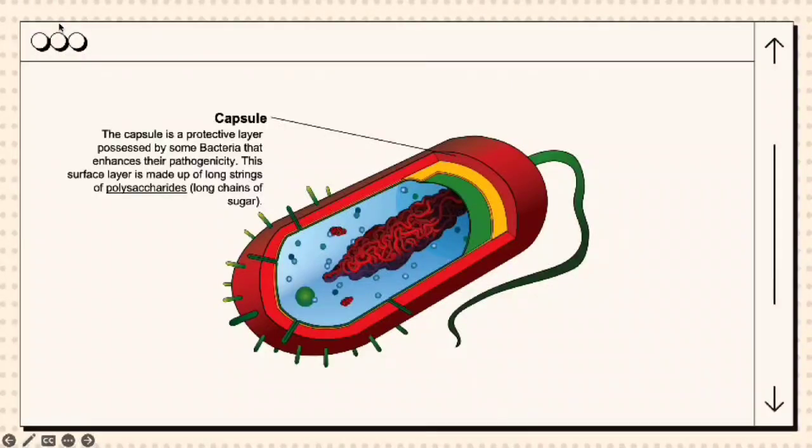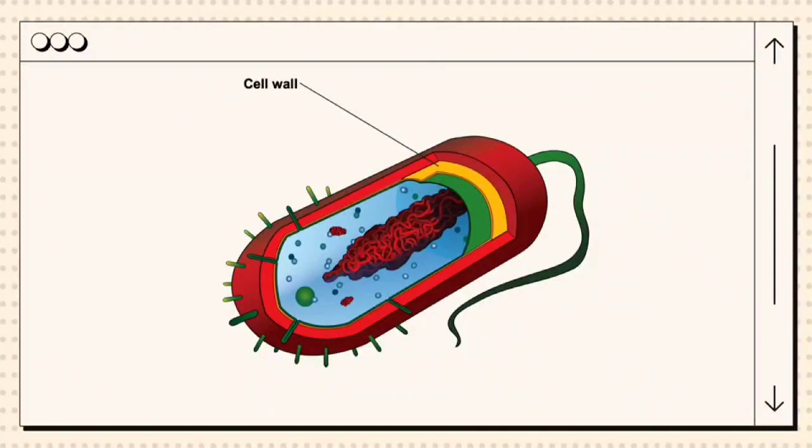Both help to protect the bacterium from drying out and may have other protective functions. For example, a capsule helps protect some bacteria from antibiotics. Some capsules prevent white blood cells known as phagocytes from engulfing disease-causing bacteria.